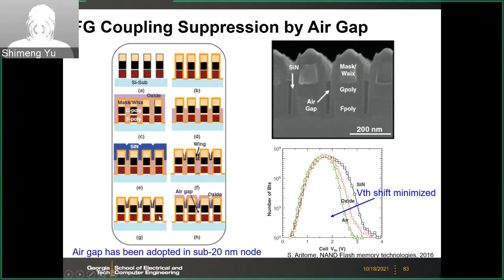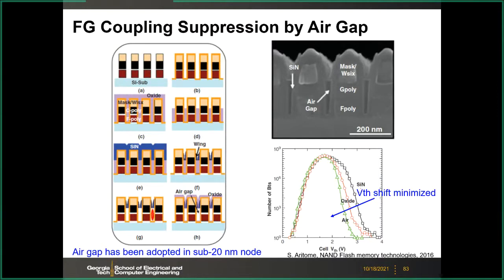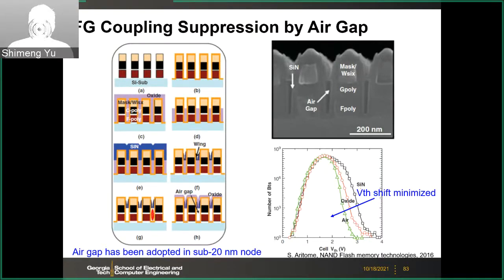So here is the schematic between the word lines. Previously, you may fill this with some dielectric, like silicon nitride or silicon dioxide. But what you want to do is to remove this material through the fabrication process to introduce air between the word lines. Therefore, you can minimize the cell-to-cell coupling.